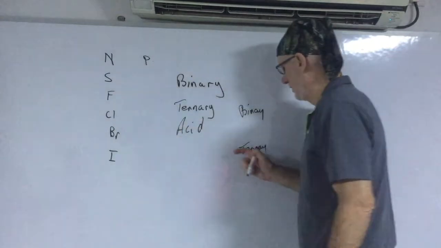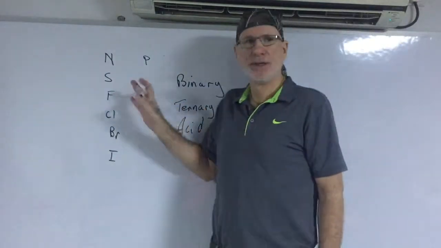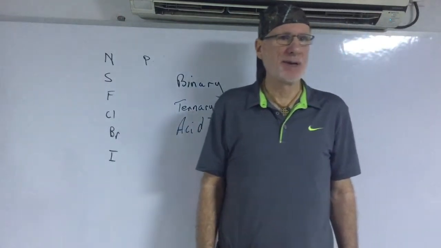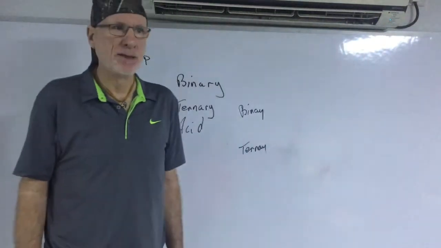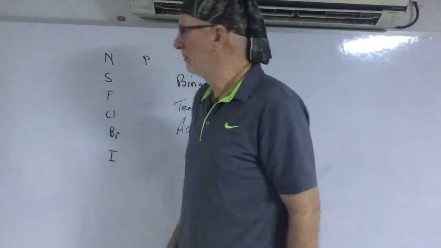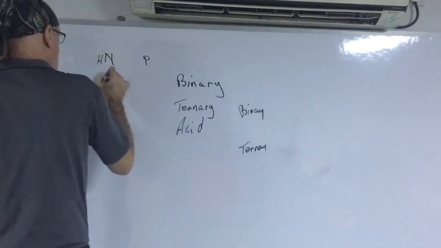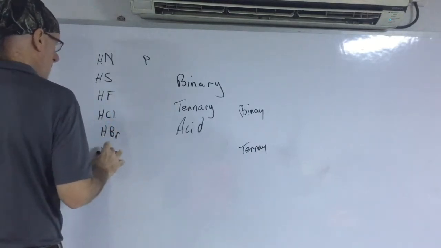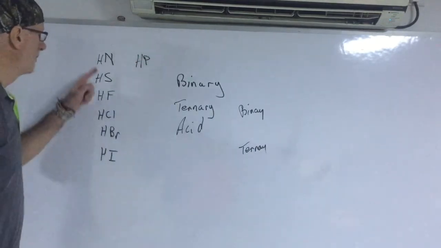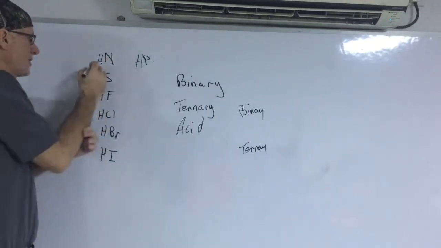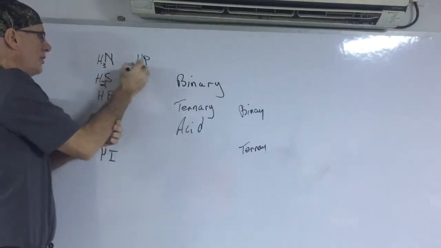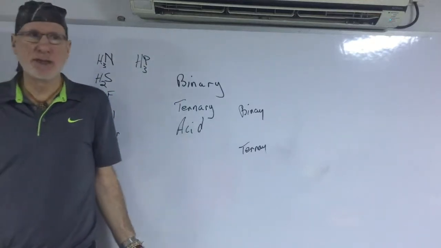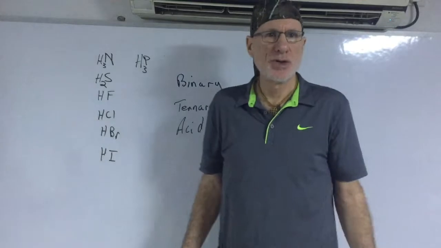Now, these are binary. Binary uses just negative elemental ions, not polyatomic ions. Yes? And in order to make them, you simply put H in the front, and H is always +1. So this is going to be -3, so you need to put a 3, a 2, a 3, and that's it. And then there's your acids.